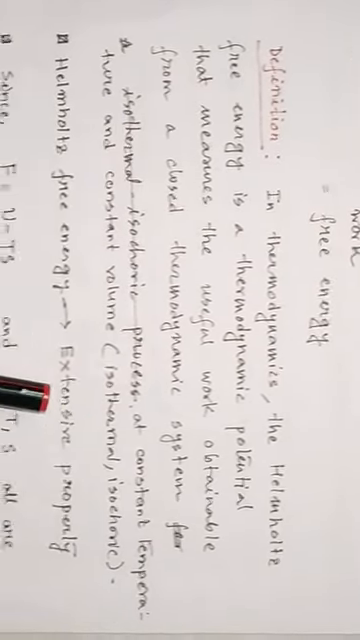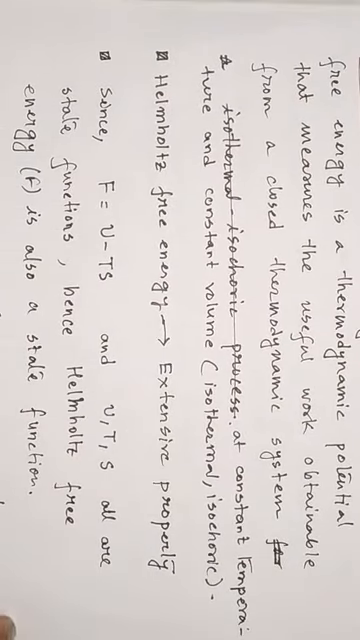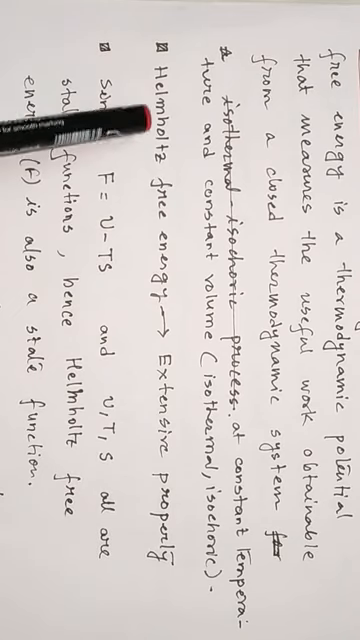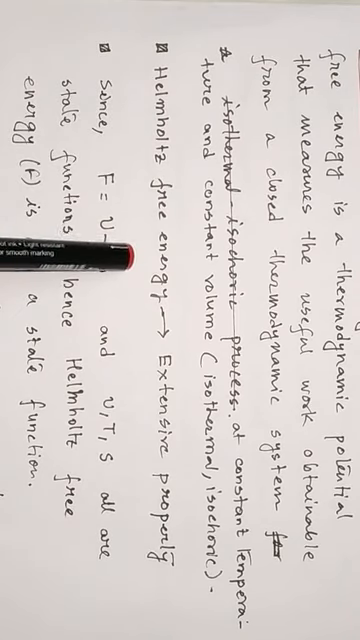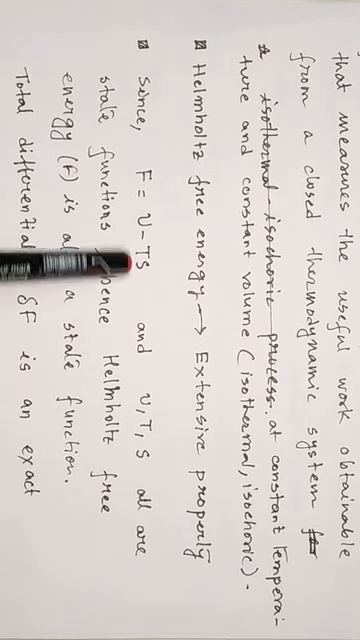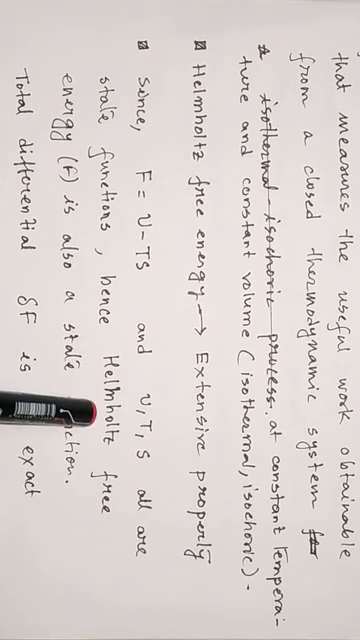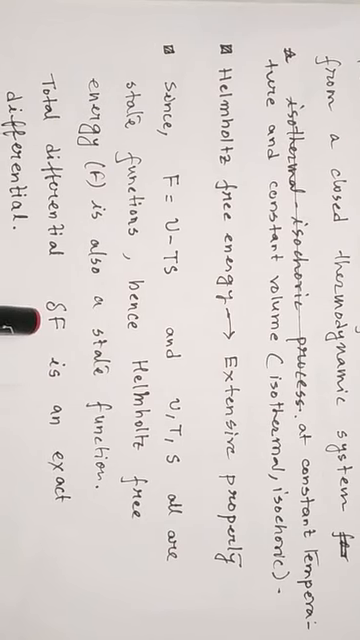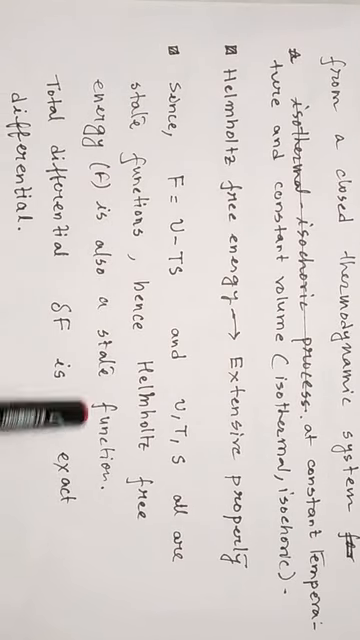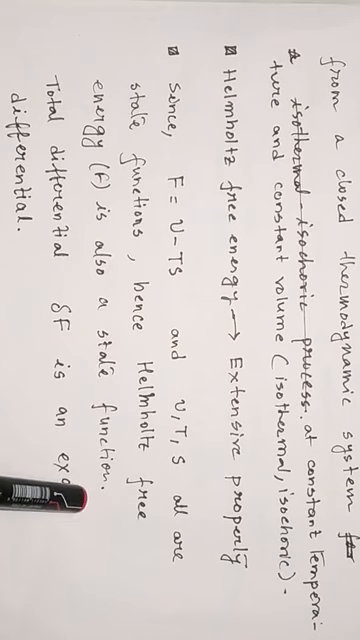Now the Helmholtz free energy is an extensive property of the system. That is, the Helmholtz free energy depends on the mass or the number of particles present in the system. Okay, and since F equals U minus Ts, in this way we define Helmholtz free energy, and U, T, S, as you know, these all are state functions, hence the Helmholtz free energy is also a state function, and thus the total differential dF is an exact differential, because if we take the total differential of any state function, it will be an exact differential.